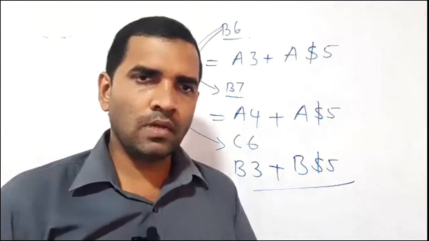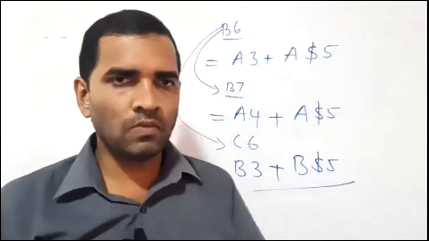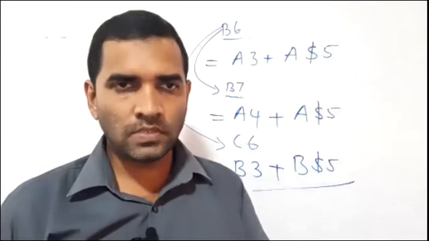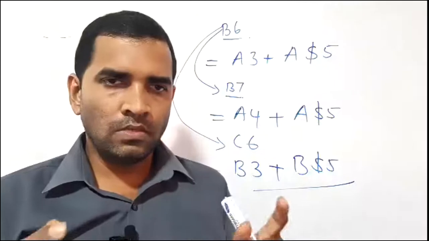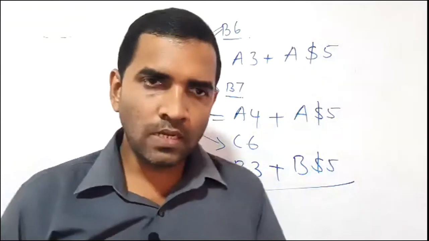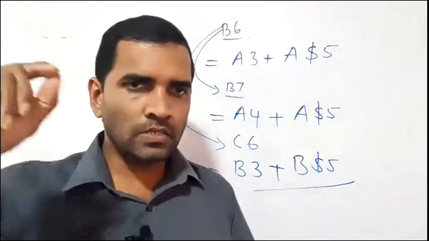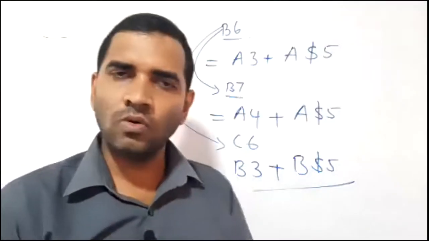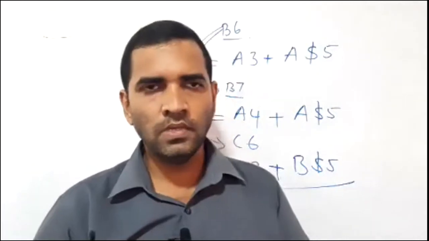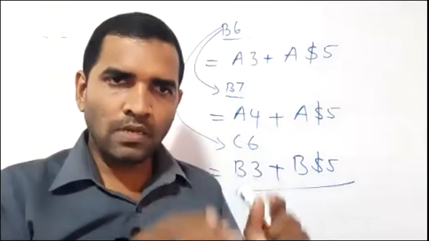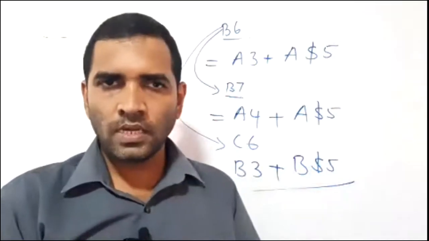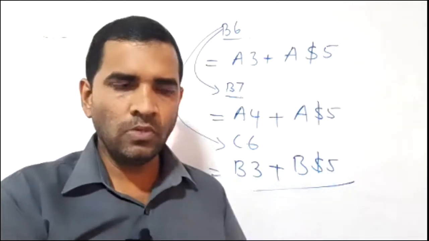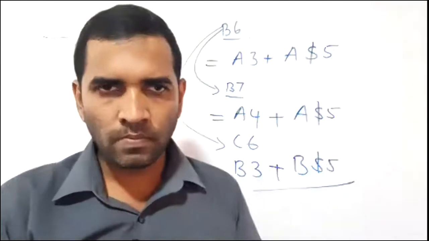So I will tell you what an absolute cell address is and what a relative cell address is. If it is a relative cell address, a cell address in a formula is changed when the formula is copied to another cell. I repeat it: a cell address in a formula can be changed when the formula is copied to another cell. That is relative.